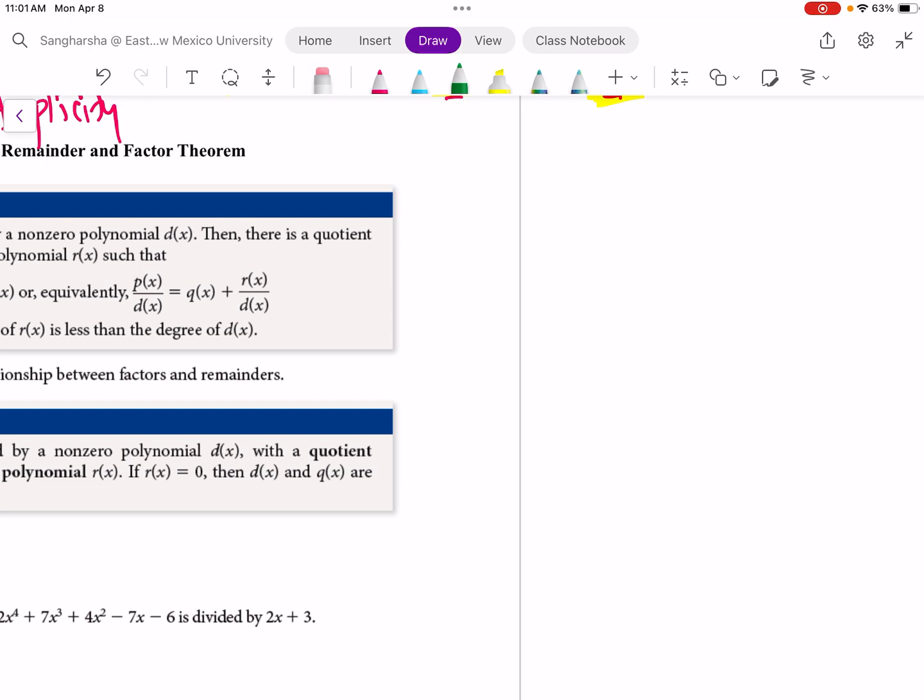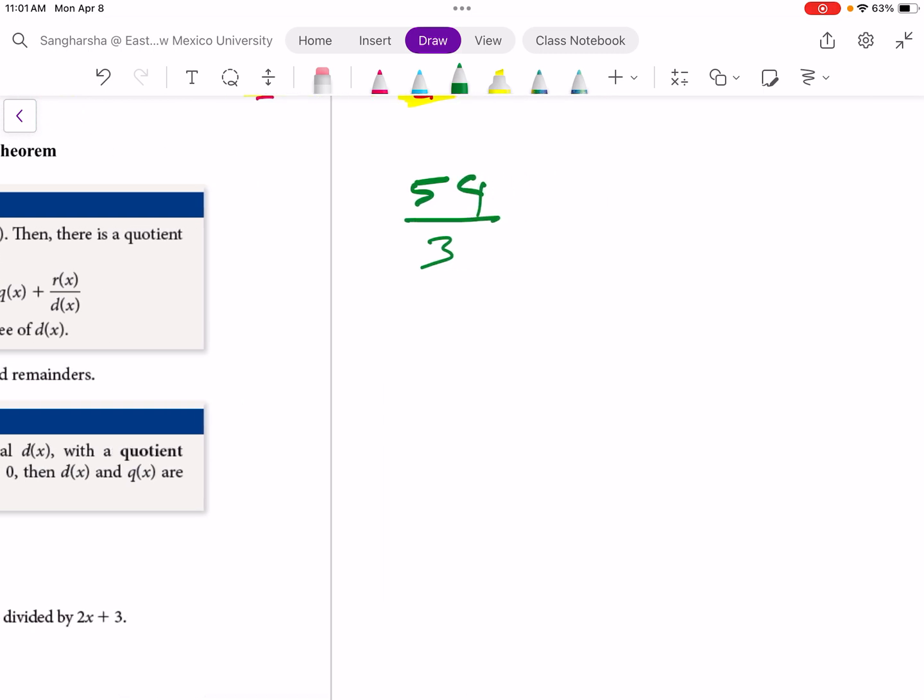So if we are dividing, let's say, 54 by 3, we can use long division. You all have seen long division. Let me take a smaller number here. Instead of 54, let me take 20. Now how do we divide 20 by 3?